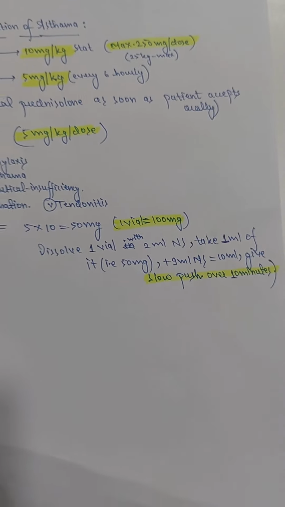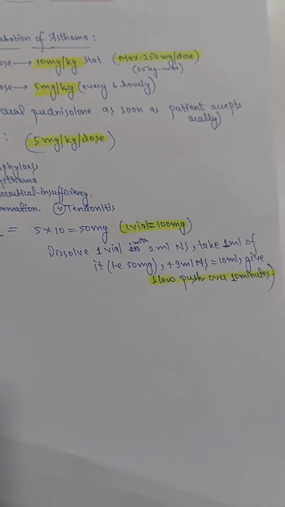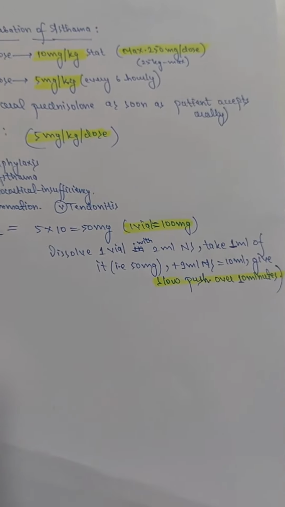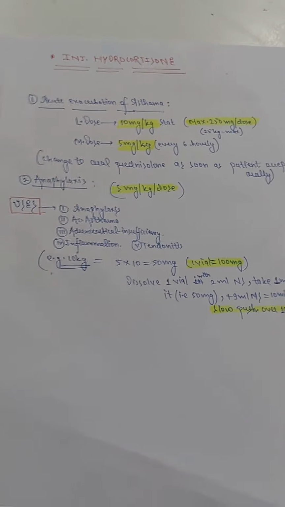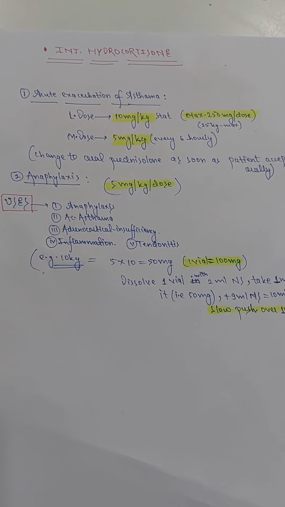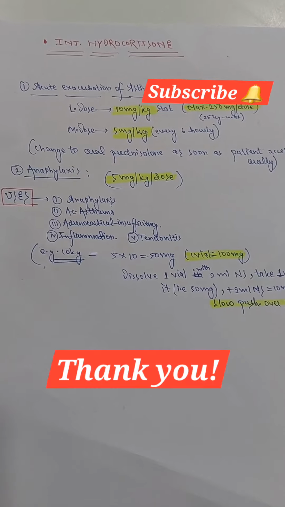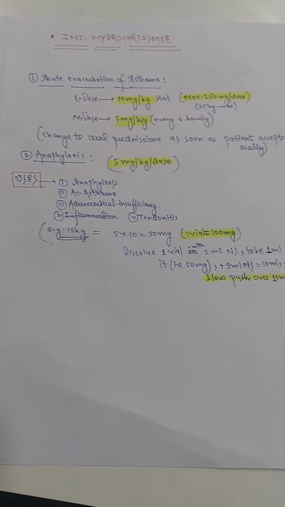And we have to further dilute it in 9 ml NS to make it 10 ml, and we have to give it as a slow push over 10 minutes. So this was all about injection hydrocortisone, which is commonly used in anaphylaxis cases and in acute exacerbation of asthma in the pediatric ward. Thank you.